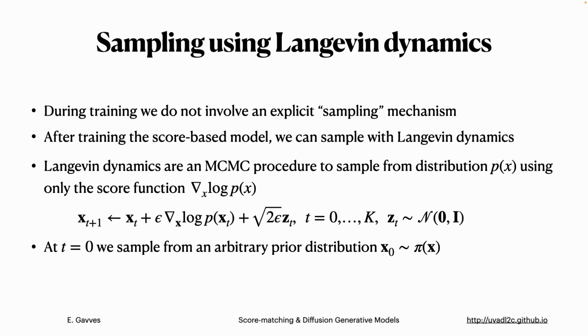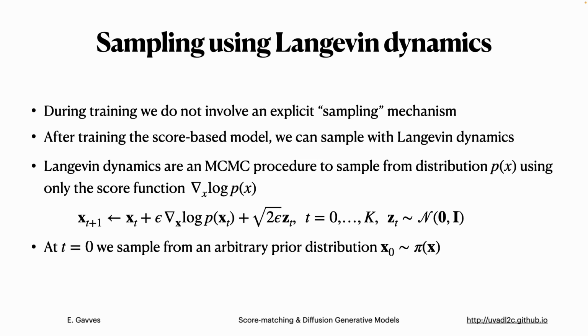During training, we generally don't have this sampling. After training the score-based model, we sample with Langevin dynamics as follows. The Langevin equation says that every new sample is derived from the previous sample, the same sample at the previous time step, plus the score function scaled by epsilon, and a noise variable z scaled by the square root of 2 epsilon.